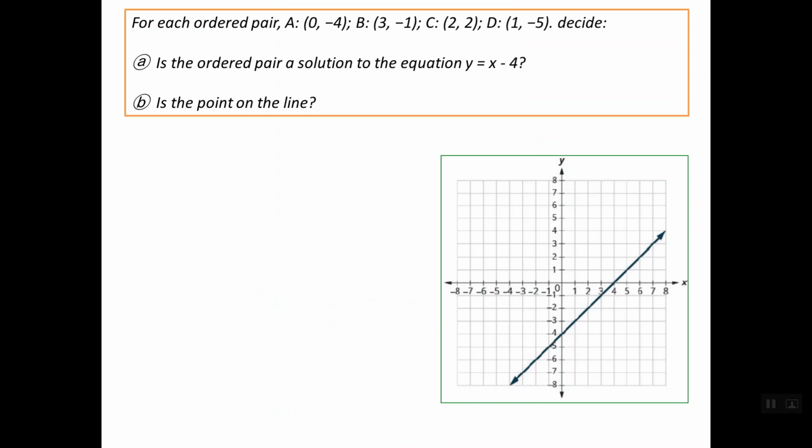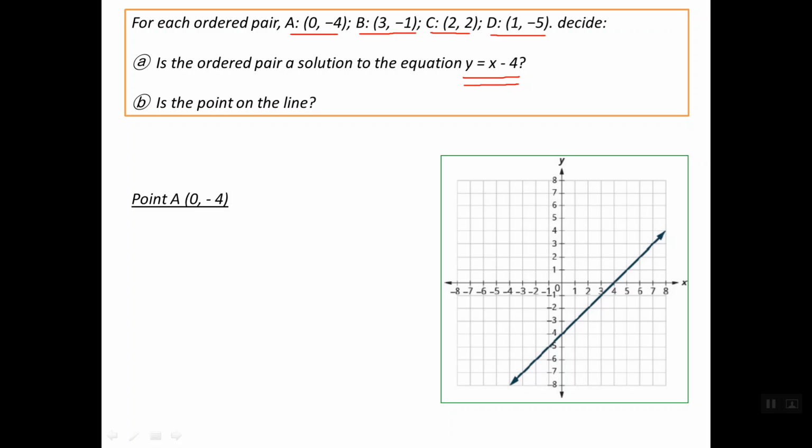Let's see this example. For each ordered pair, we have 4 points with coordinates of x and y. We have A: 0 and minus 4, B: 3 and minus 1, C: 2 and 2, and D: 1 and minus 5. We need to decide whether these ordered pairs are a solution of the equation, and this is the equation, y is equal to x minus 4. And the second thing is to conclude whether this point lies on the line or not.